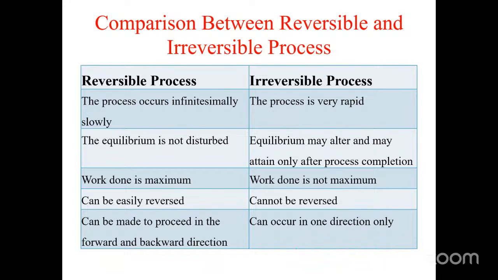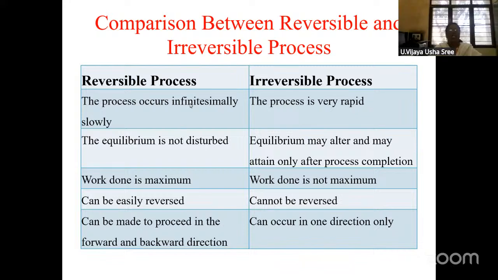And what about equilibrium in a reversible process? Equilibrium is not disturbed, which means the temperature will not increase and decrease. In an irreversible process, equilibrium may be altered and is attained only after the process is completed.